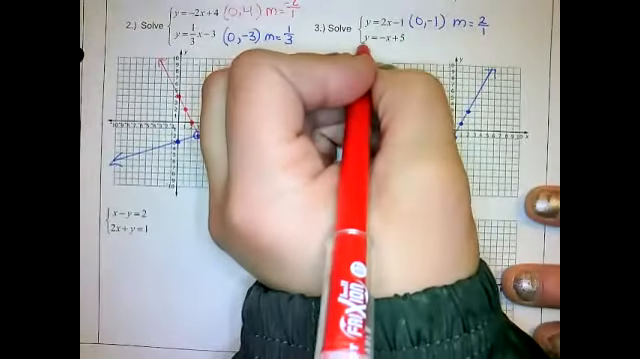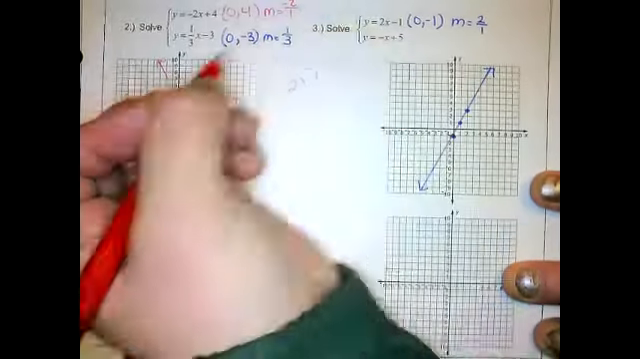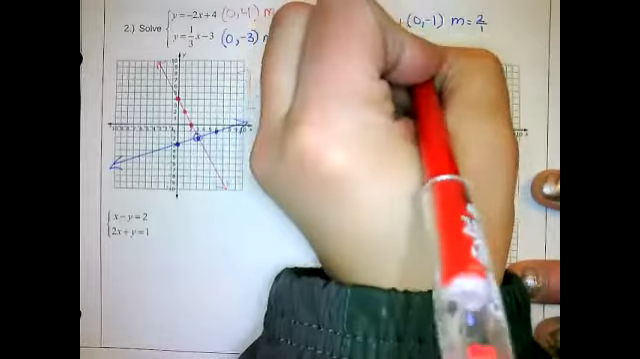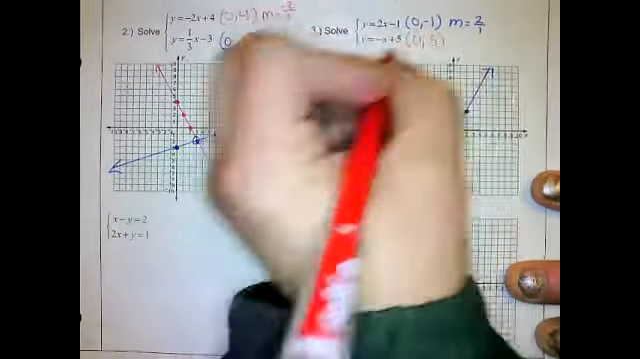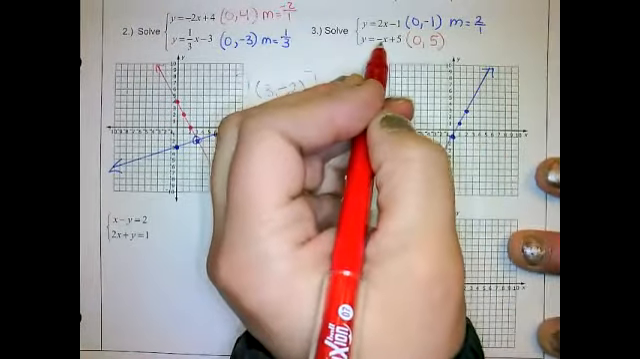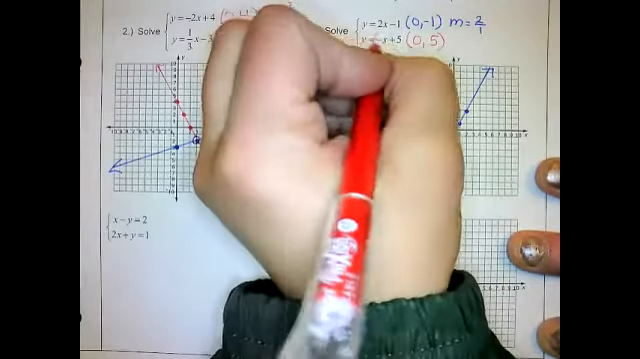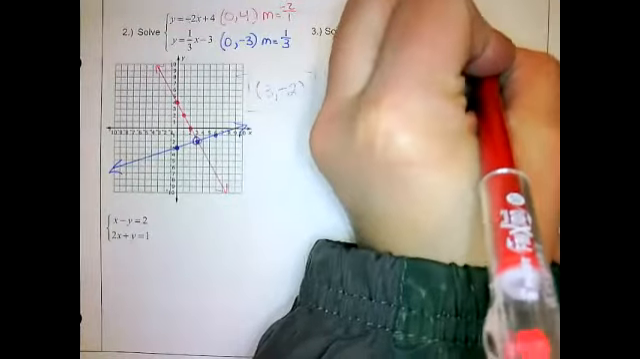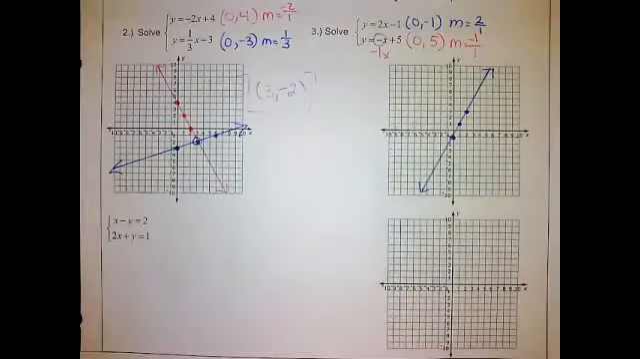My next equation is y equals negative x plus 5. So I'm going to find my y-intercept, which is (0, 5). I'm going to find my slope. My number here is negative 1x, so my slope is negative 1 over 1.